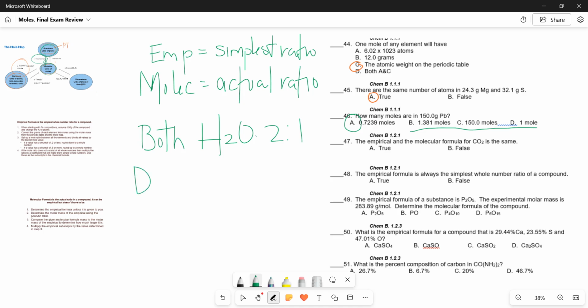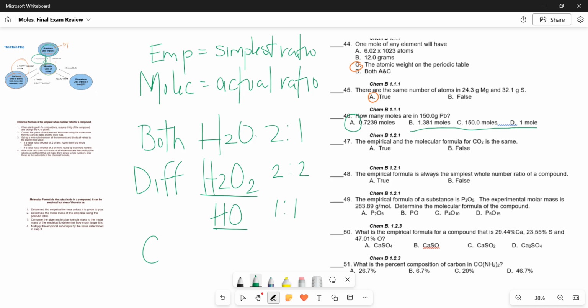Or it can be different. Example, hydrogen peroxide. Its actual formula is H2O2. That is a 2 to 2 ratio. But that can be simplified. I can simplify that by dividing the ratios by 2, and I now get a 1 to 1. So this is an example where the molecular formula is different than the empirical formula.